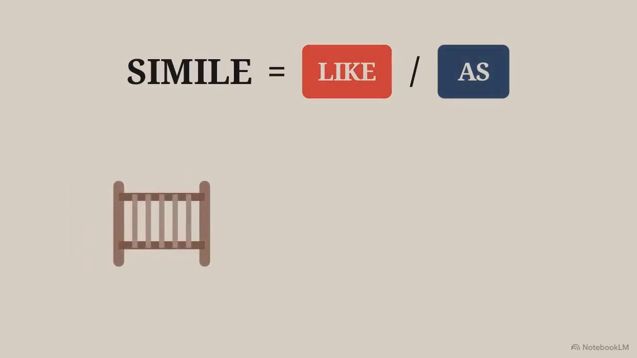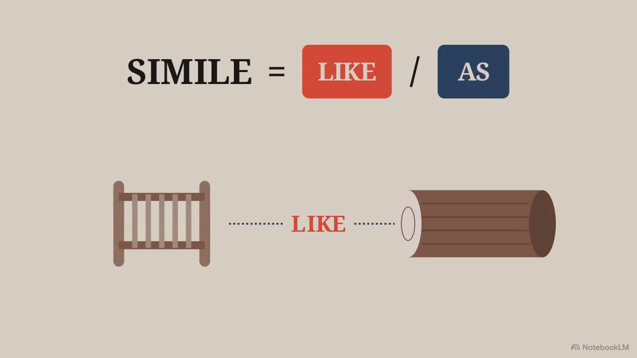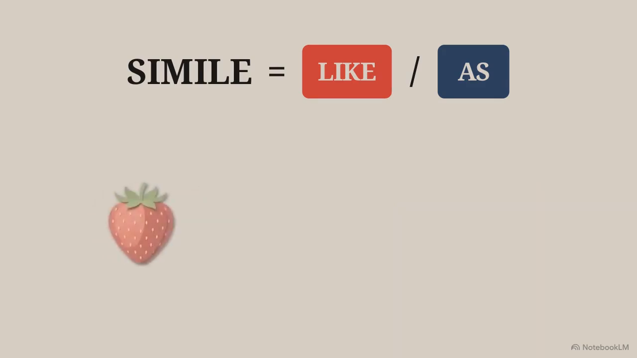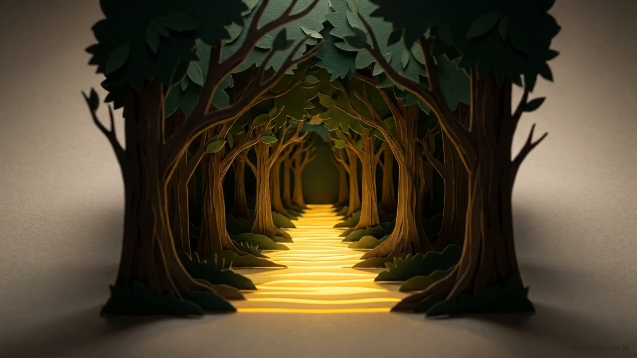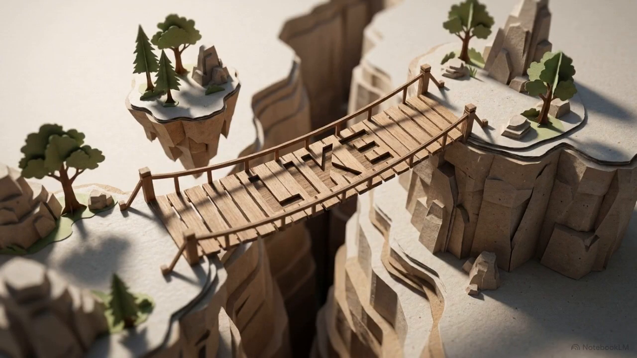We can do the same thing with the word like. A tired baby might have slept like a log, or you could describe fresh strawberries as red like roses. Similes are effective because they leave a clear path for the reader to follow. The words like or as act as a bridge, making the connection between 2 different things very easy to see.